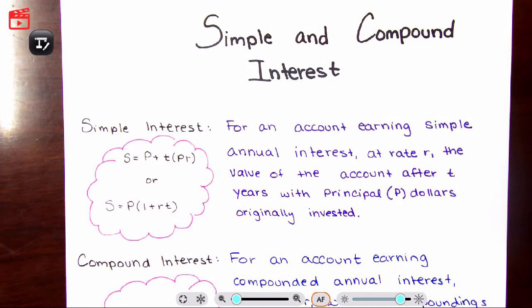Now, I'm going to go through all of the definitions, give you all of the formulas, and then we're going to do a few examples.